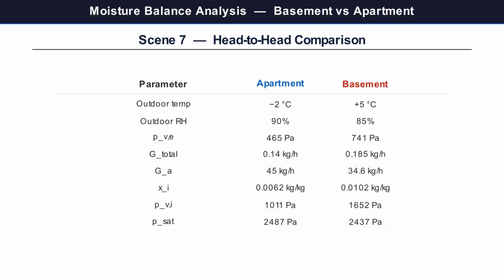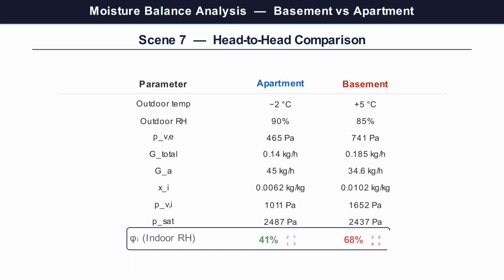The basement tells a different story. Warmer but still humid outdoor air brings in more moisture. Higher generation, 0.185 kilograms per hour, combined with lower ventilation, only 34.6 kilograms per hour, pushes the indoor specific humidity to 0.0102. The indoor vapor pressure reaches 1652 pascals, and the relative humidity is 68%. That is 8 percentage points above the mold growth threshold.